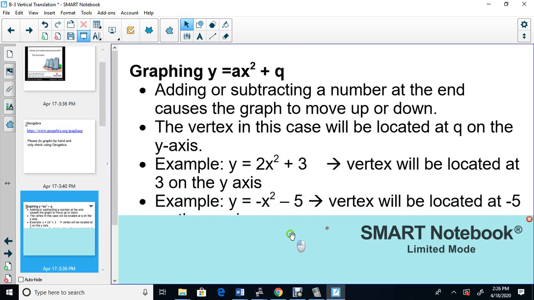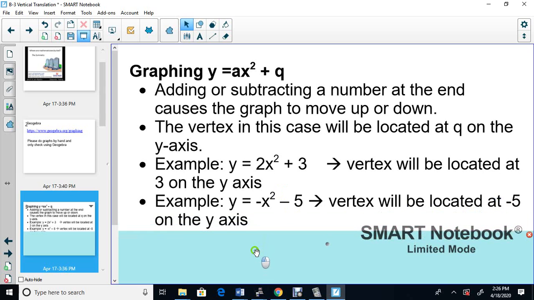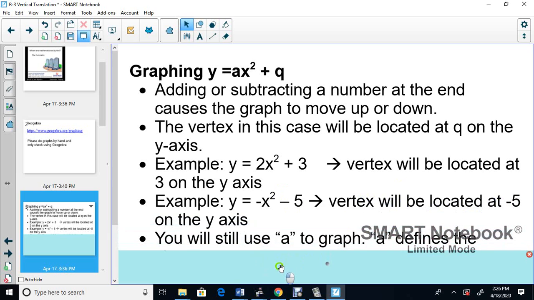Okay. Here's another one, y equals negative x squared minus 5. So don't worry about the a in the front. We've already talked about that. It's the same thing as before. The number, the negative 5, means the vertex will now be located at negative 5 on the y-axis. Okay, so it'll move down by 5. And we'll show you some examples.